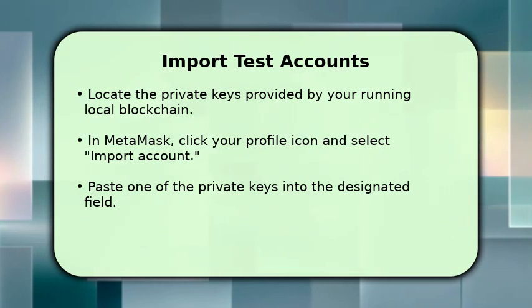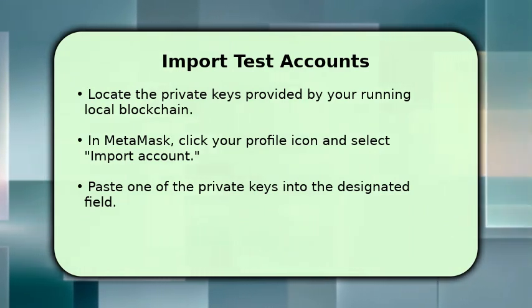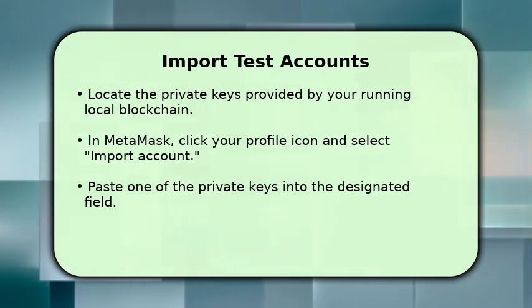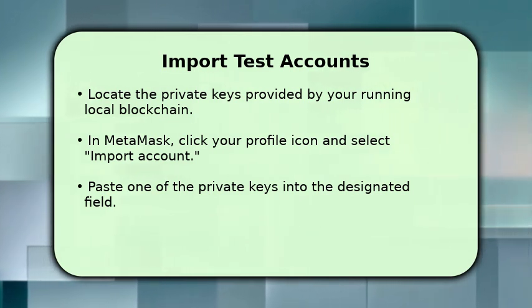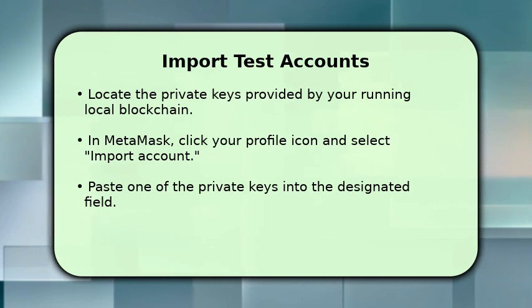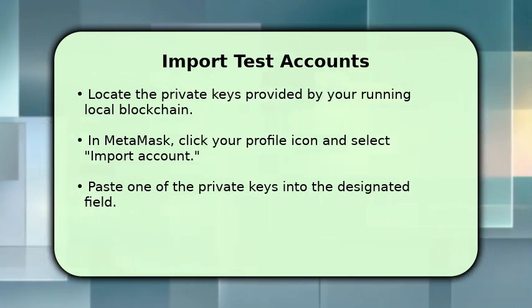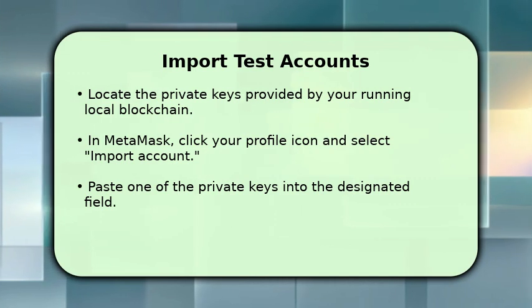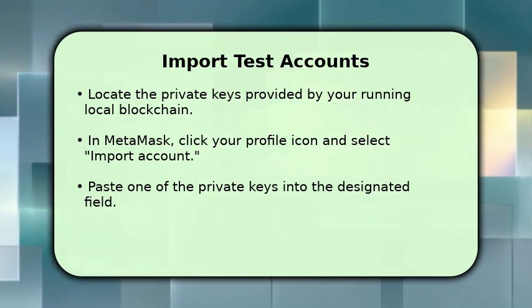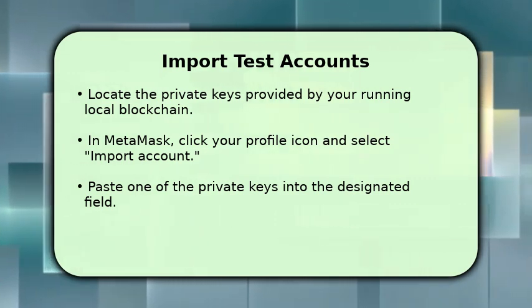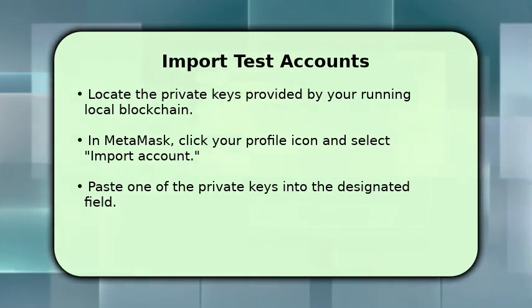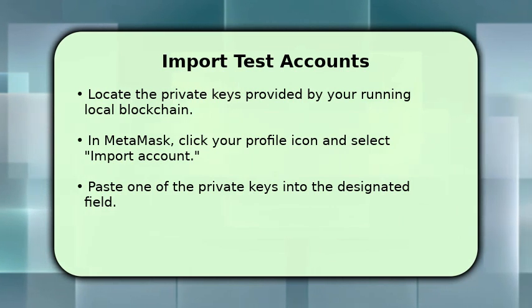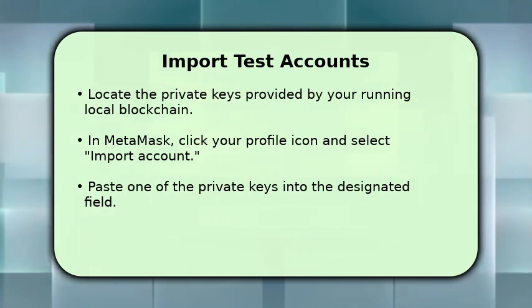Now that your local network is added, you'll want to import test accounts. Your local blockchain, like Ganache or Hardhat, generates several accounts with private keys. Copy one of these private keys. In MetaMask, click your profile icon in the top right, then select Import Account. Paste the copied private key into the input field and click Import. You should now see an account with a balance, typically 100 test Ether, ready for development.